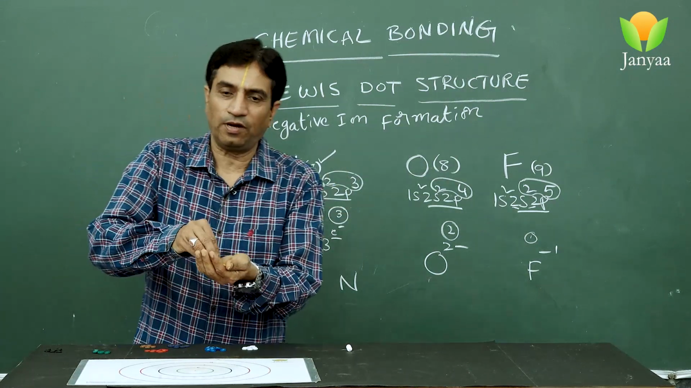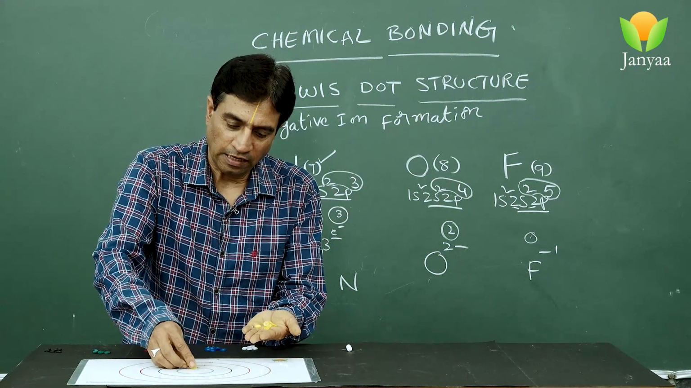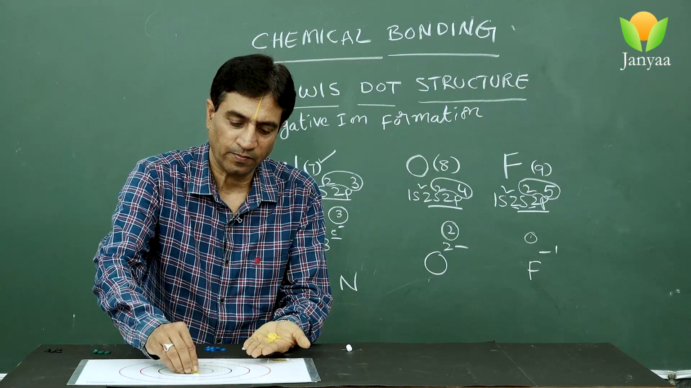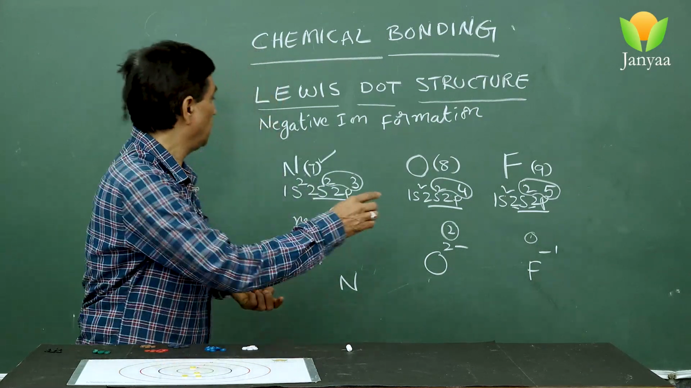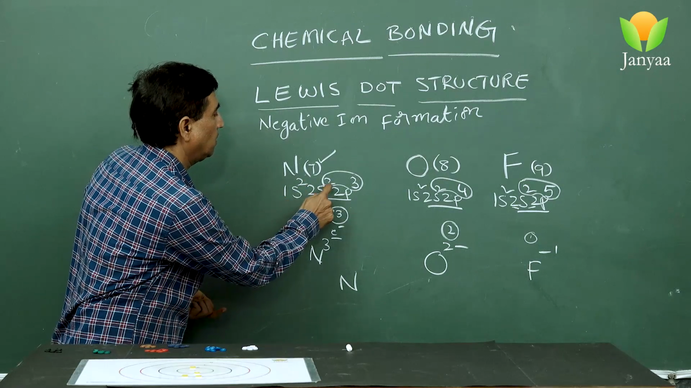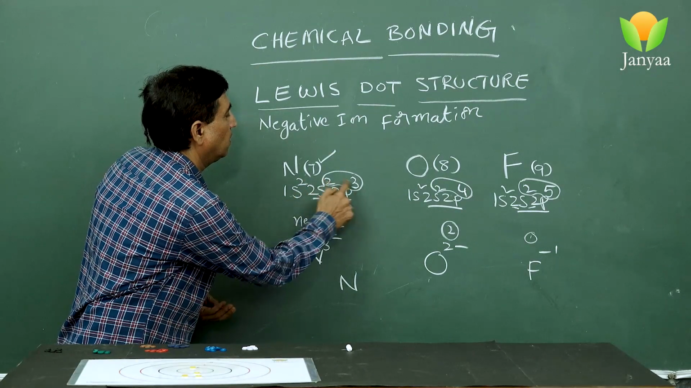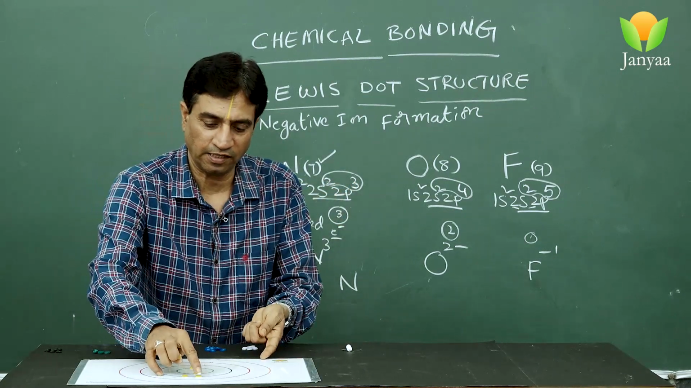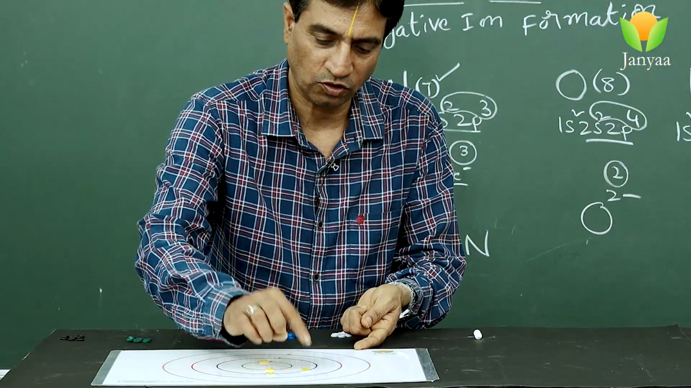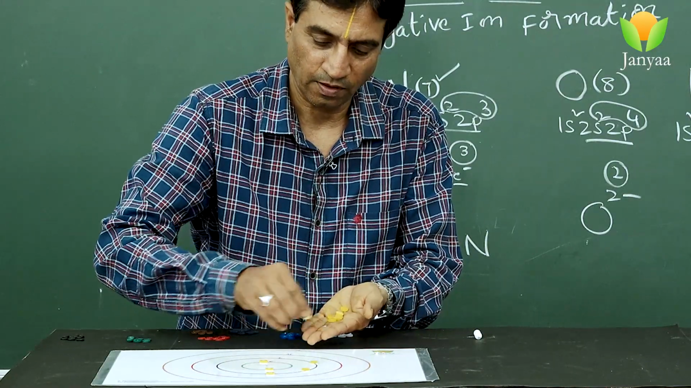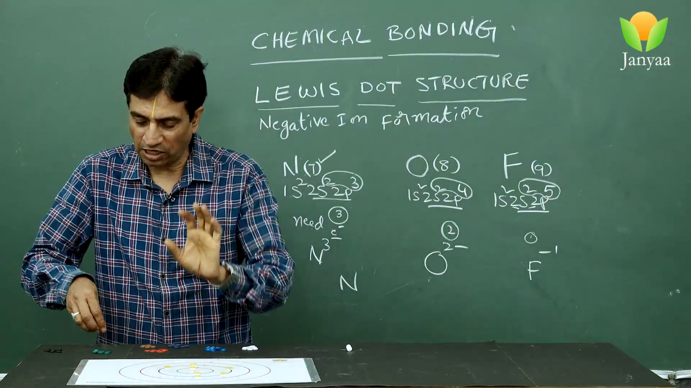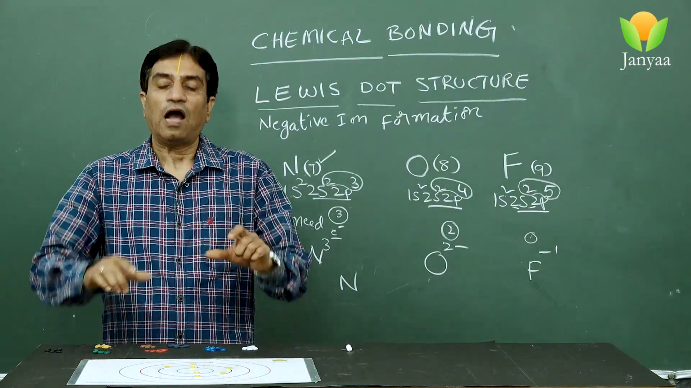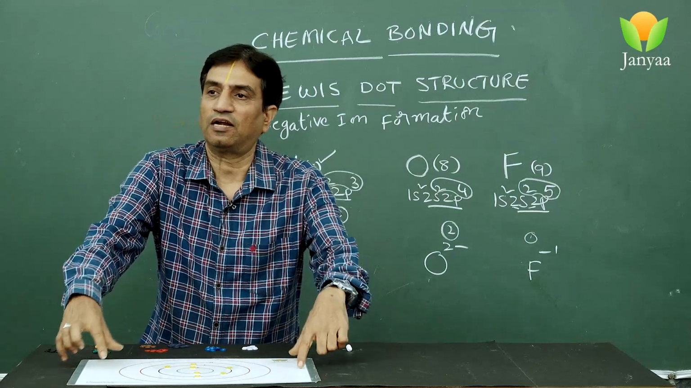So, you see, now I am placing in the K shell 2 electrons, in the L shell 5 electrons are present. K shell only 2 electrons, in the L shell 5 electrons, I am placing 5 electrons here, you see 1, 2, 3, 4 and 5. So, this is the actual nitrogen atomic structure, this is a neutral atom.